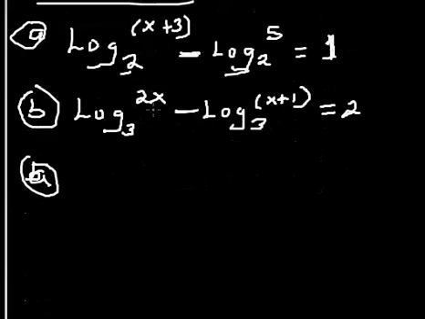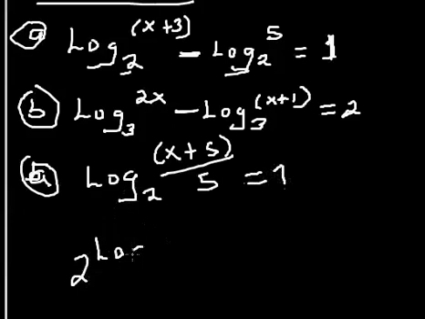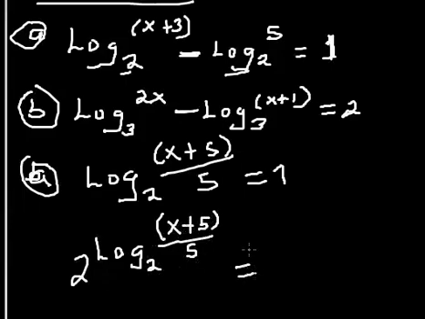The same thing goes for A. I'm going to have log, this division law, of x plus 5 divided by 5 in base 2 equal to 1. So you know what to do now. This is going to be 2 raised to the power of log of x plus 5 divided by 5. Don't forget the base 2, and also do the same thing. Take this 1 as a power.